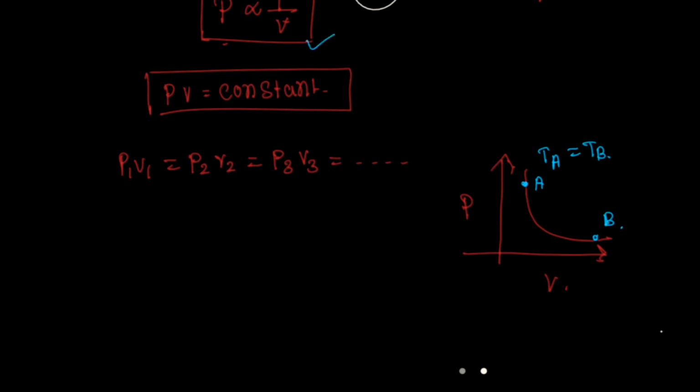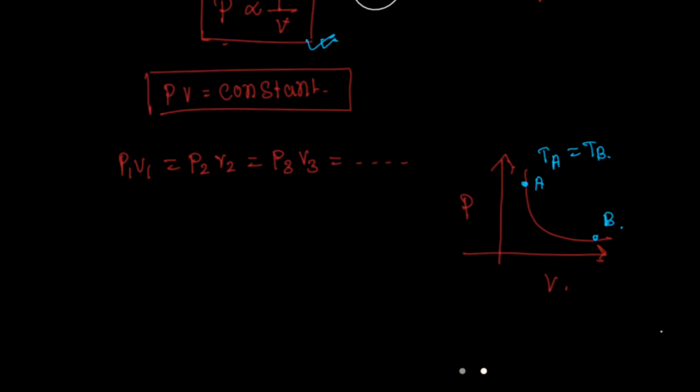this is the curve of P versus 1 by V, right? So here, this is the Boyle's law, not the Charles law. In Boyle's law, we keep the temperature and the number of moles constant. So throughout the curve, the temperature is constant. As I'm already saying, throughout the curve the temperature is constant, so the temperature of A and the temperature of B are going to be the same. So that's why TA equals TB.